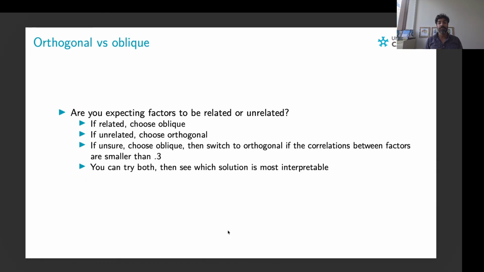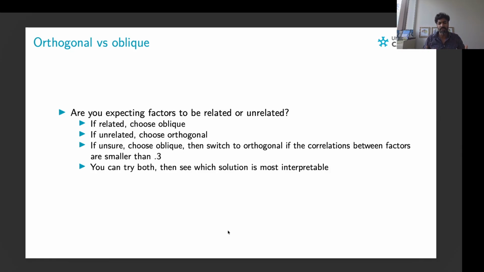So how do you choose between orthogonal versus oblique? This is essentially, are you expecting the factors to be related or unrelated? In the first instance, that's how you can direct your choice. So if it's related, choose the oblique. If it's unrelated, choose orthogonal. If unsure, just choose oblique and then switch to orthogonal if the correlation between factors is essentially smaller than 0.3.